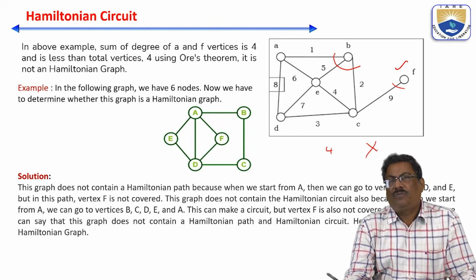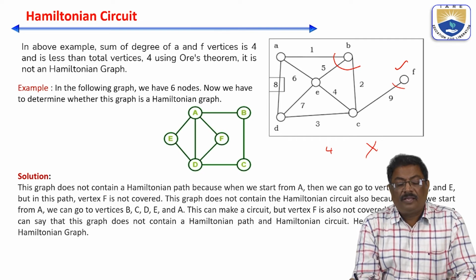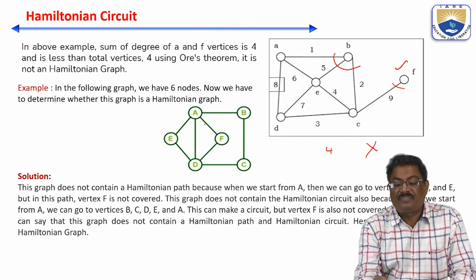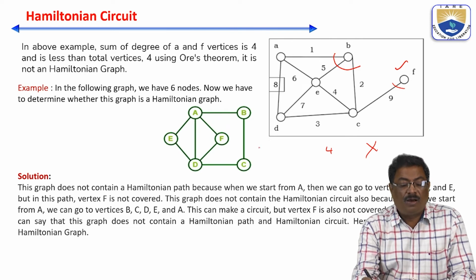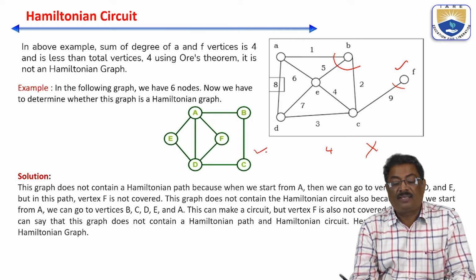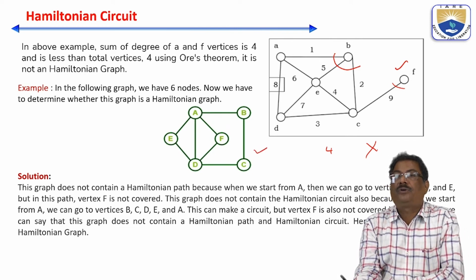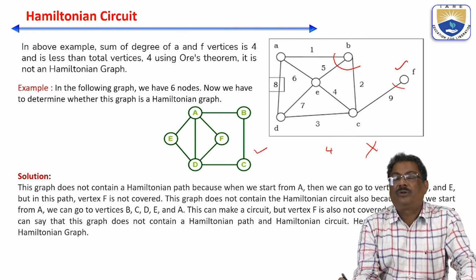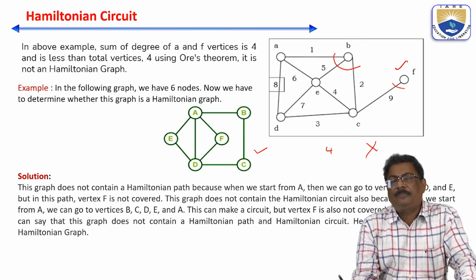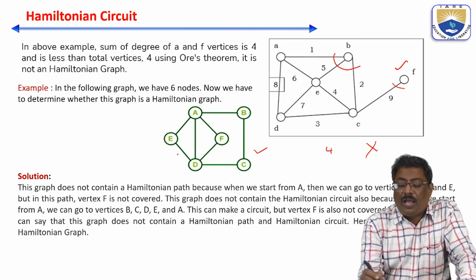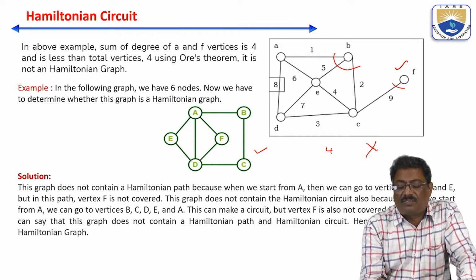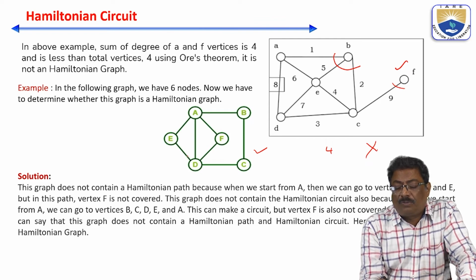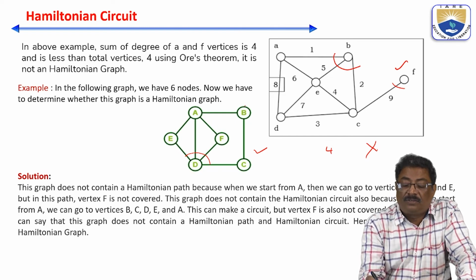Now let us go for the other example. There is a graph with 6 nodes, and we have to determine whether the graph is a Hamiltonian graph or not. For this we have to verify. See here, the non-adjacent vertices that we are going to take, let us say B and D, are non-adjacent.